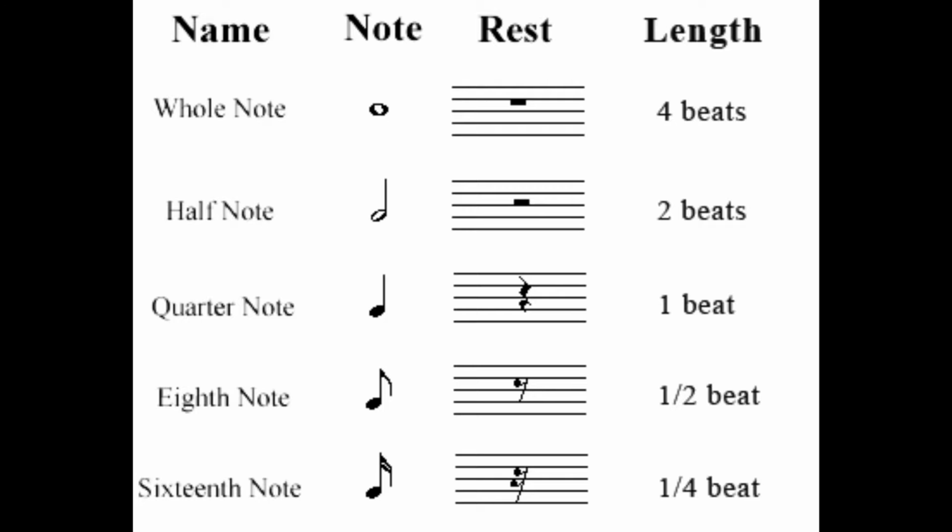Starting from the top and moving our way down, we will be naming them. We have the whole rest, which lasts for 4 beats, the half rest, which lasts for 2 beats, the quarter rest, which lasts for 1 beat, an eighth rest, which lasts for half a beat, and a 16th rest, which lasts for 1/4 of a beat. As you can tell from this chart, the notes and the rests match up. A whole note lasts for 4 beats, and a whole rest lasts for 4 beats as well.